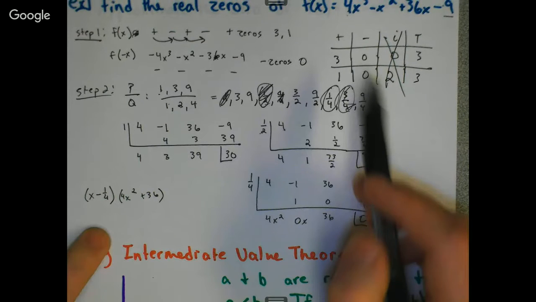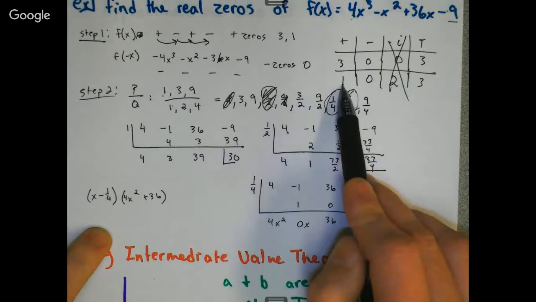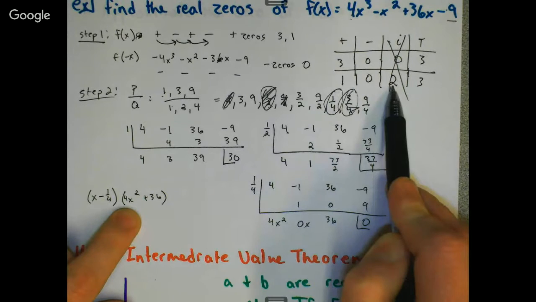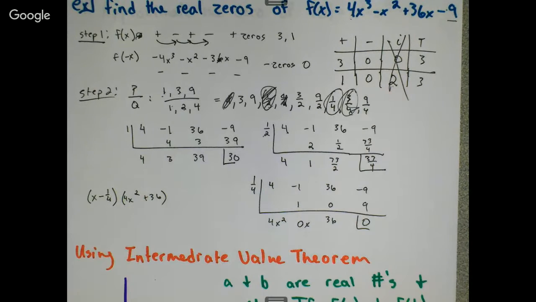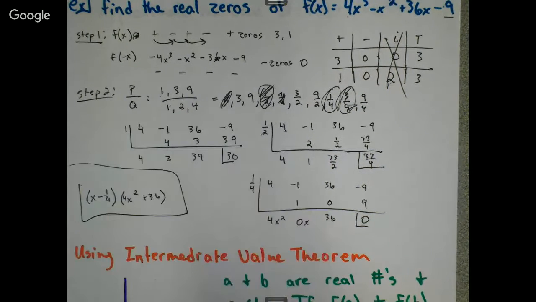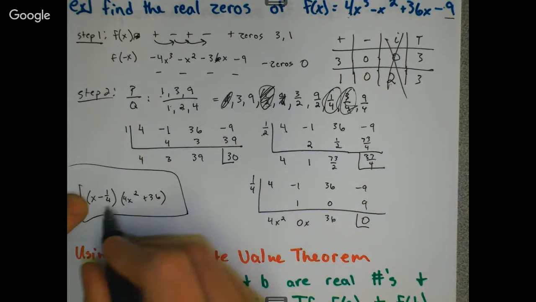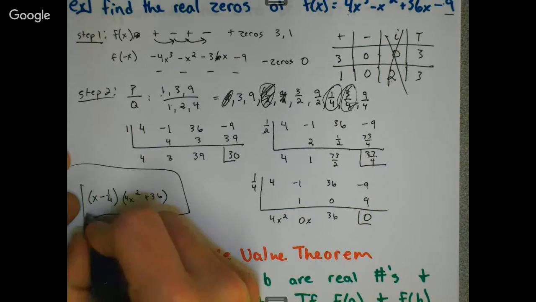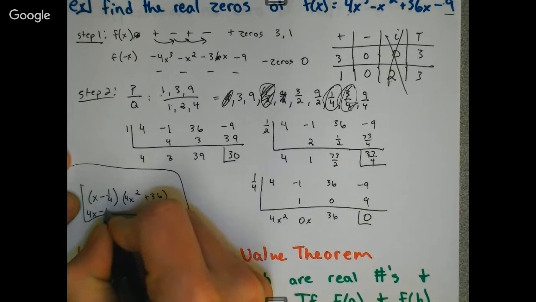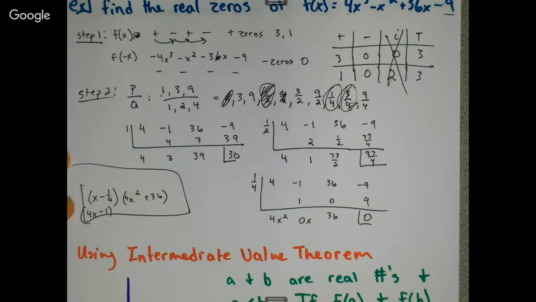So in this case, it falls under this line: 1 positive, 2 imaginary, for a total of 3. We can also, instead of writing it this way, write 4x minus 1, which I like a lot better.